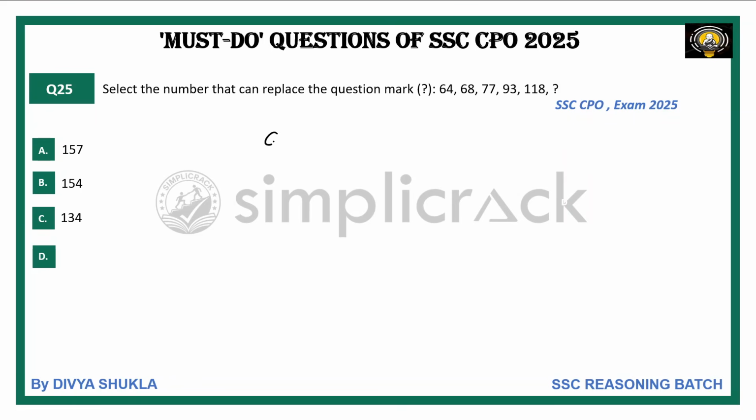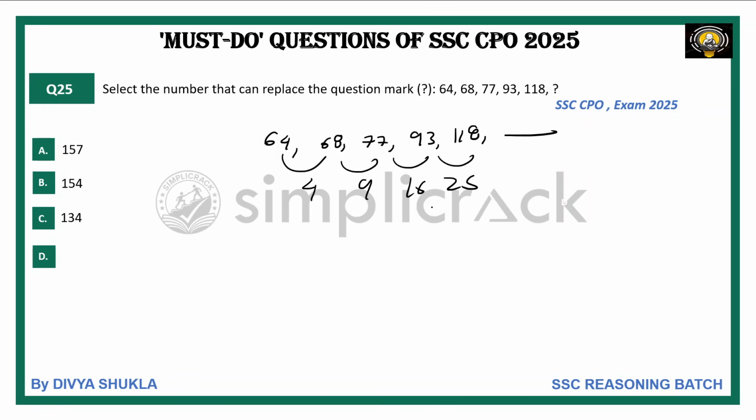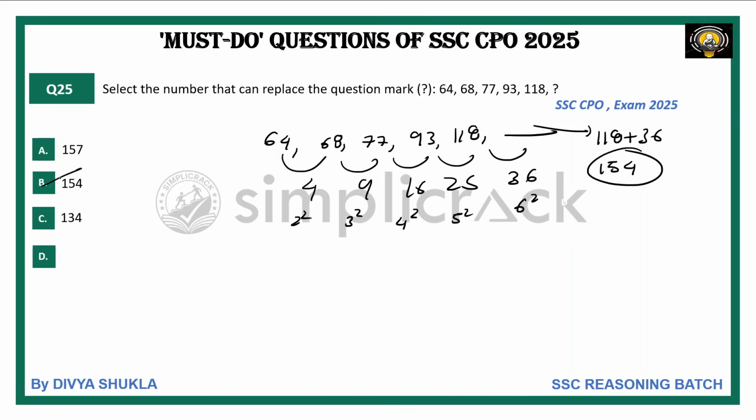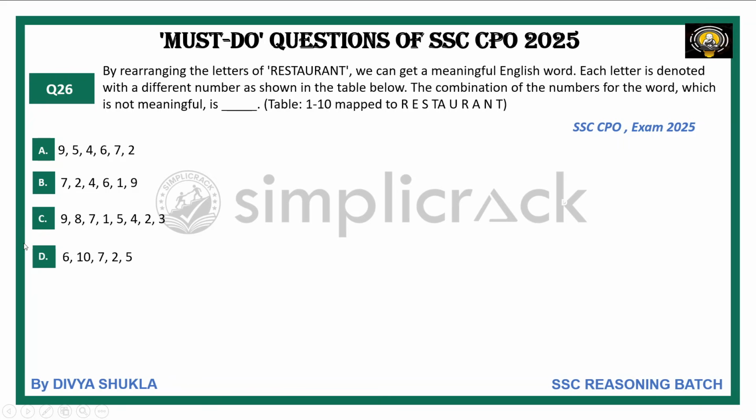Again a question of series: 64, 68, 77, 93, 118, and you need to find the next. The gap is 4, then 9, then 16, then 25. So these are squares of numbers: 2 square, 3 square, 4 square, 5 square. That means the next gap would be 36, which is 6 square. So this number would be 118 plus 36, which is 154. Option B is the correct answer. Let's see the next one.